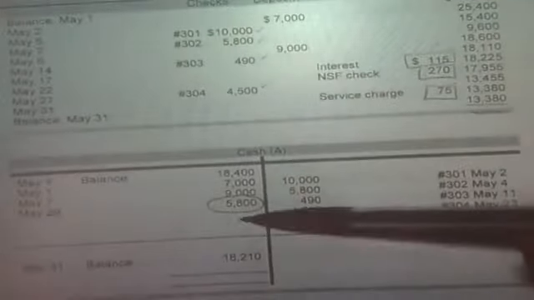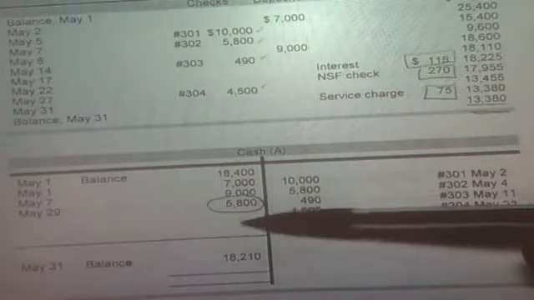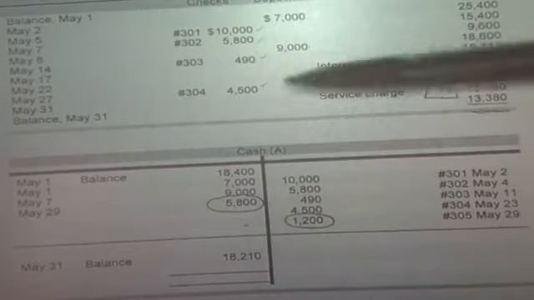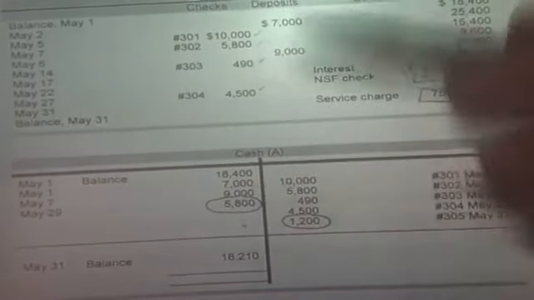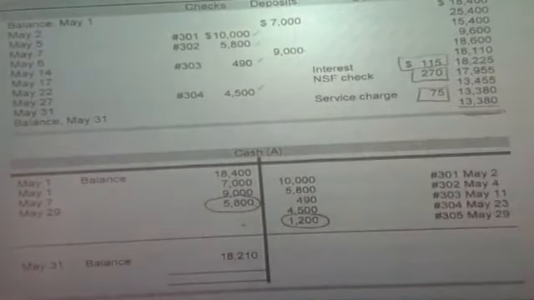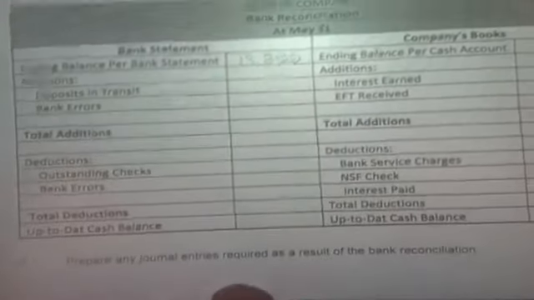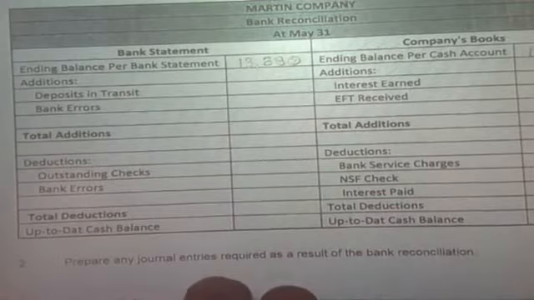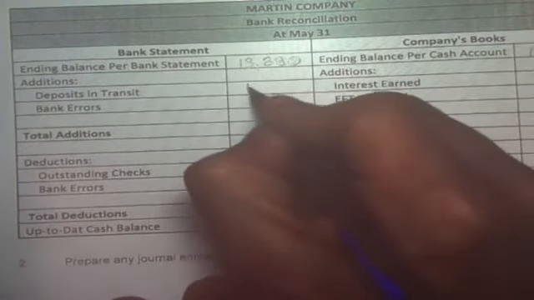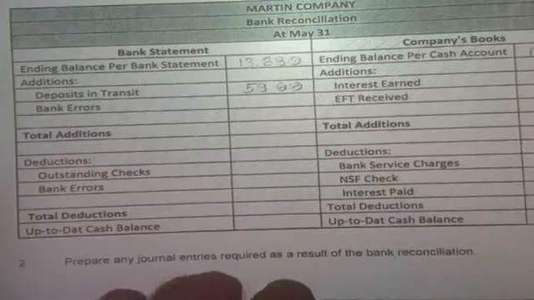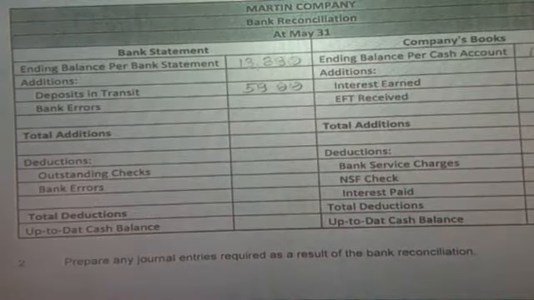Deposits in transit are those deposits that we find on the debit of the cash account, but not in our deposit list on the bank statement. As we just identified, that is this $5,800 deposit. So we're going to go down to the bank reconciliation form and add in $5,800 in the deposit. Okay, we're going to go back.